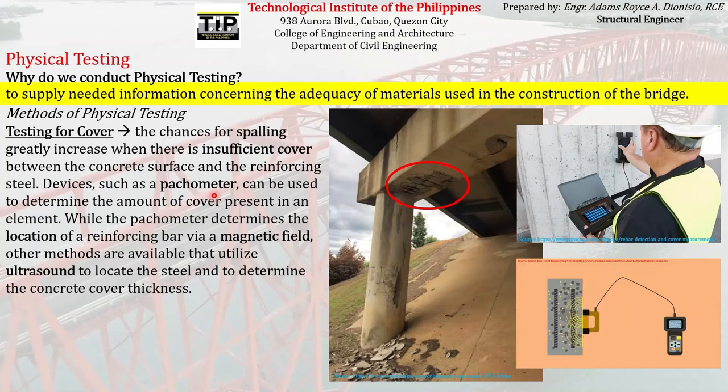although these devices serve the same purpose, which is again to measure the concrete cover, or the distance from the concrete surface to the extreme reinforcing steel. So that is the concrete cover that we are talking about, the distance or the space between the concrete surface and the edge of the reinforcing steel embedded beneath the concrete. It can come in this form, like this one.